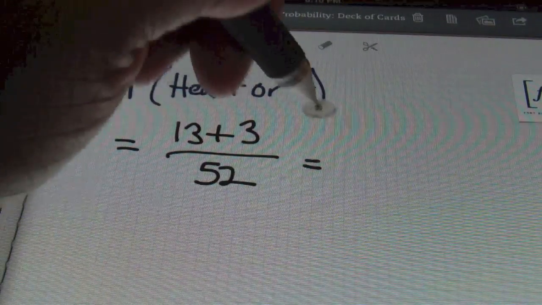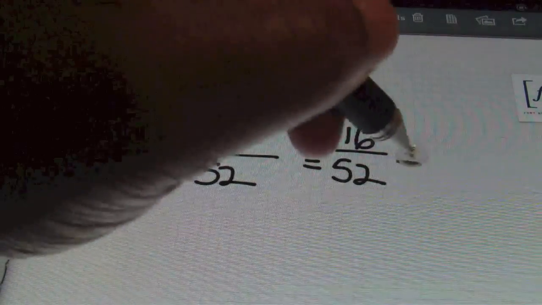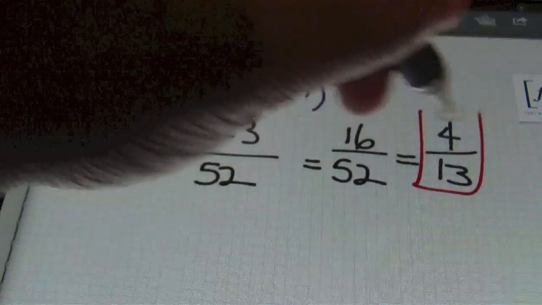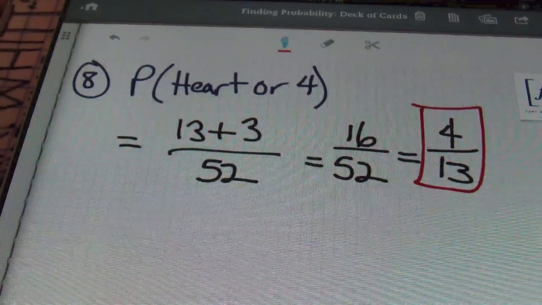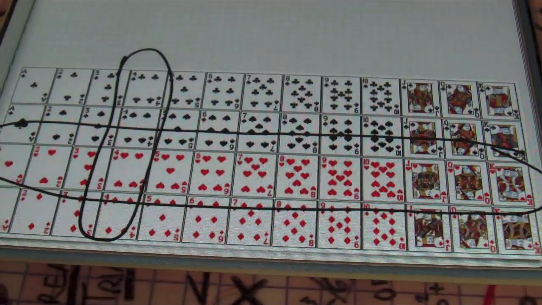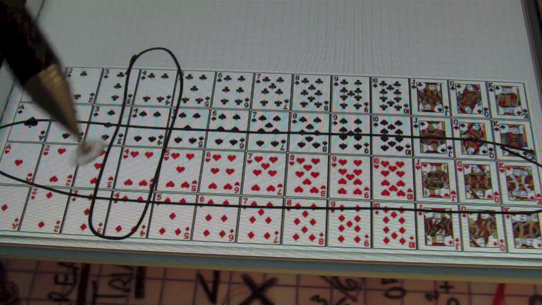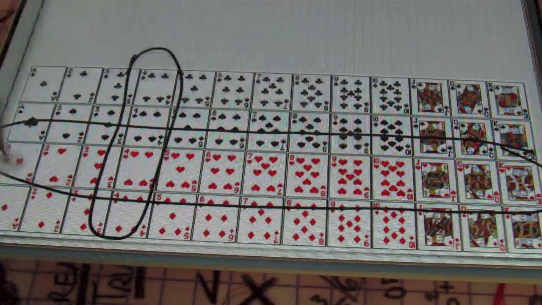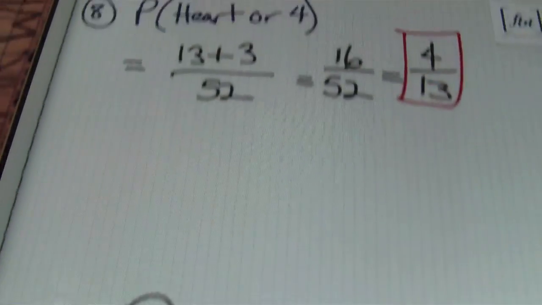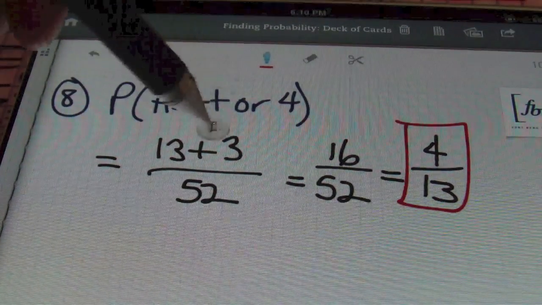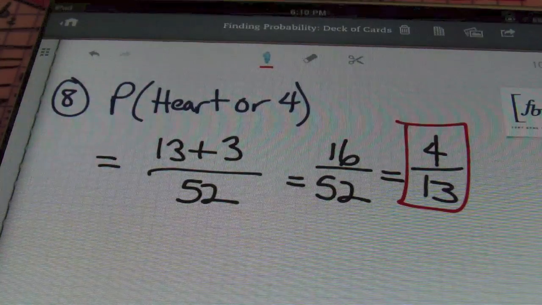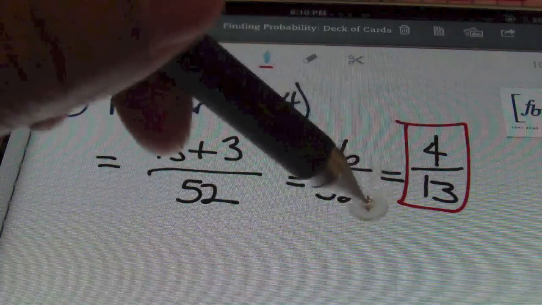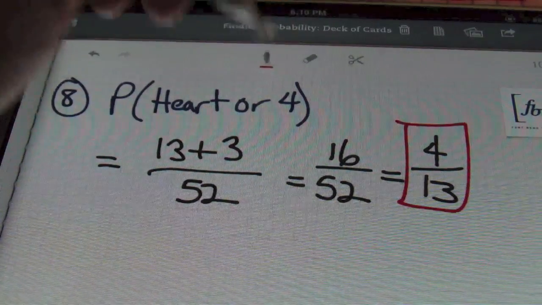Combining my 13 plus 3 together, I end up with 16 over 52, and then I can simplify that to give me 4/13, and that's my answer. Done and done, ladies and gentlemen. Just like that. So once again, we had the 13 hearts, and then we only had 3 more 4s to include in that solution, because I had already included that 4 of hearts with the other hearts in that group right there. So that's how we ended up with 13 hearts plus 3 more 4s to add to that numerator. And then we simplified. So the probability of getting a heart or the number 4 out of a deck of cards is 4 out of 13, 4/13. That's it.